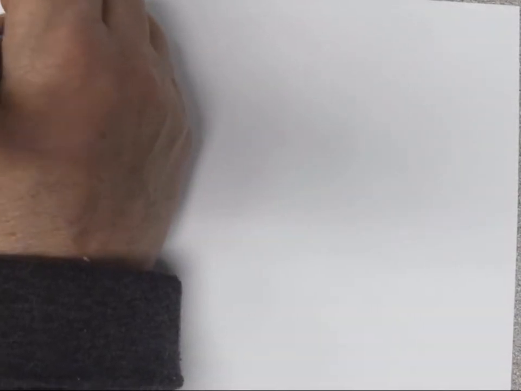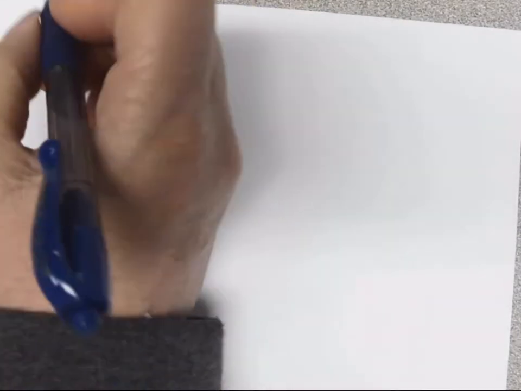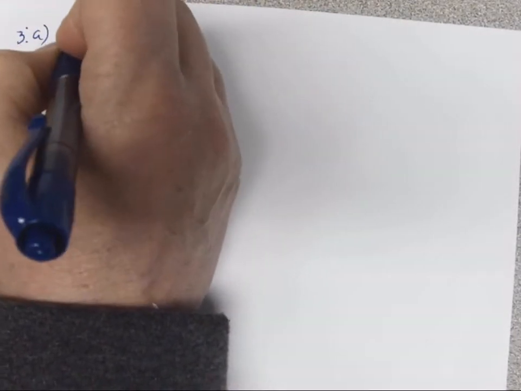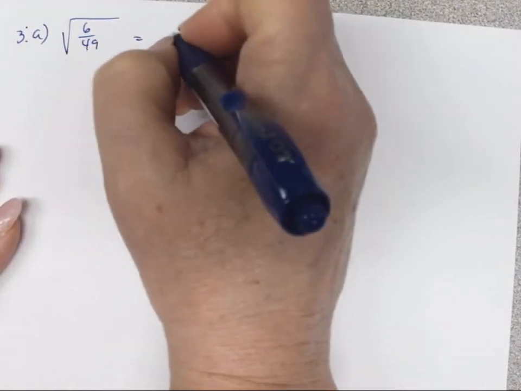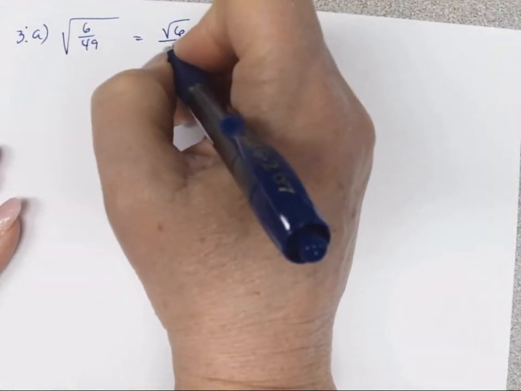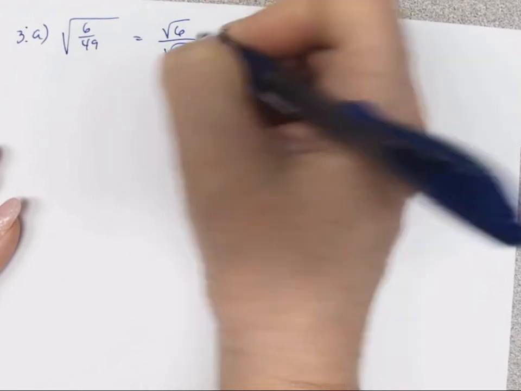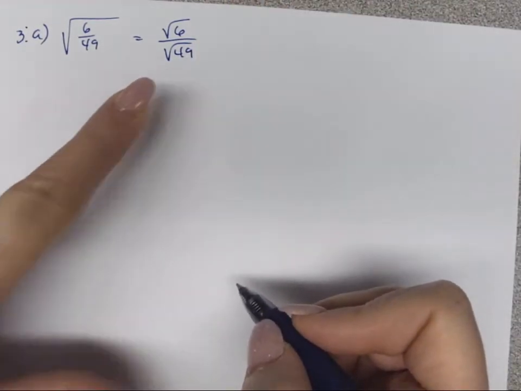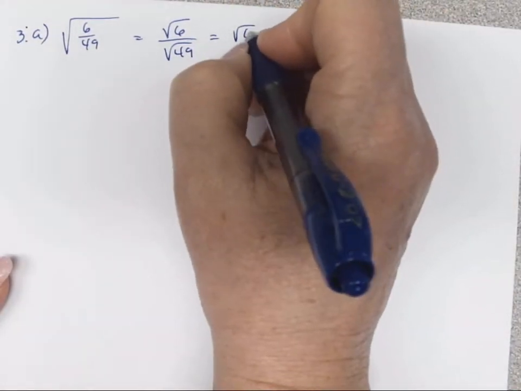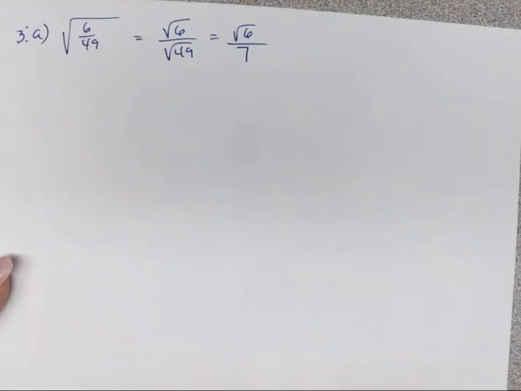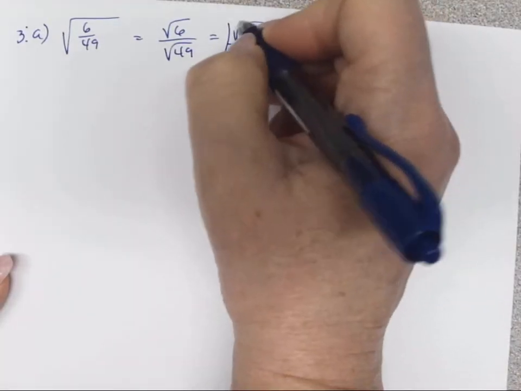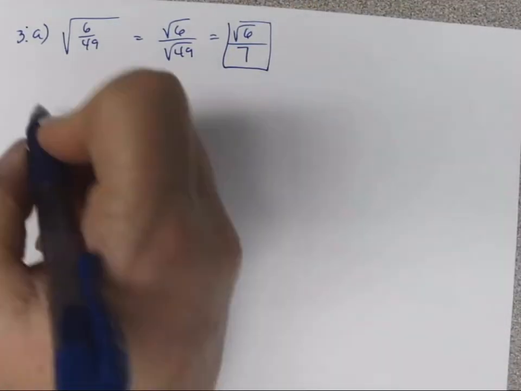Our next problem is the square root of 6 over 49. So this is where we can recall that we can break this up to the square root of 6 over the square root of 49. 49 is a perfect square, so square root of 6 over 7. And that would be your final answer.